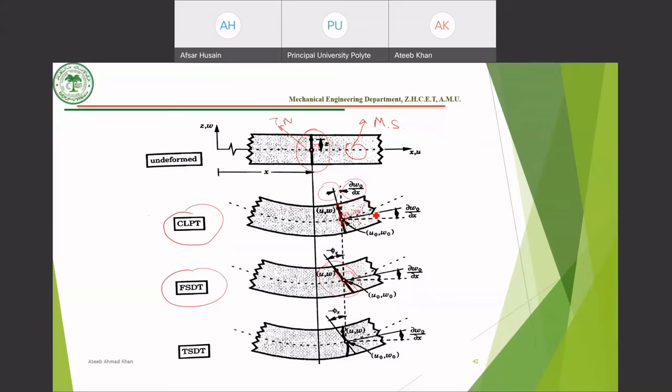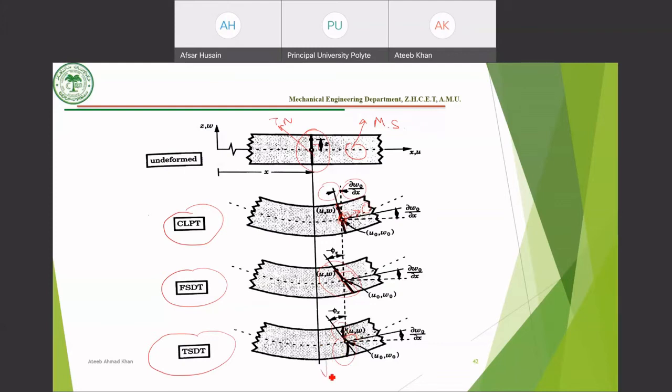Now the third figure shows you a deformed beam according to the third order shear deformation theory, where you can see that the transverse normal is no more straight after bending. It was straight before bending, but it is not straight after bending. And the angle between the transverse normal and the mid surface is not 90 degrees anymore. But the transverse normal hasn't experienced any elongation.